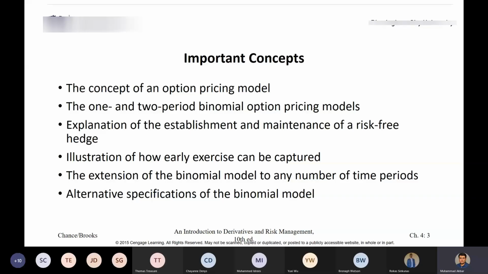And then we will learn about early exercise of a call option or a put option and how this can be incorporated in the binomial option pricing model. After learning about the 1 period, 2 period and 3 period binomial option pricing model, we will learn about extending the binomial model to any number of time periods, and particularly we will learn how it will work when we have n approaching infinity. And then there are different alternative specifications of the binomial model. Of course, one will be the one that is the limit of the Black option pricing model.